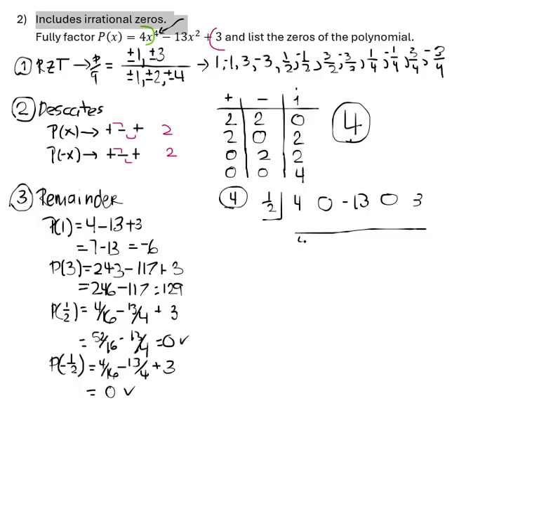All right, synthetic division, the 4 comes down. 1/2 of 4 is 2. 0 plus 2 is 2. 1/2 of 2 is 1. Negative 13 plus 1 is a negative 12. Half of negative 12 is a negative 6. 0 plus negative 6 is negative 6. And half of negative 6 is negative 3. Oh, yes. And there's my 0. 1/2 was not as hard as I thought it was going to be. Okay. Now I'm going to swap colors.